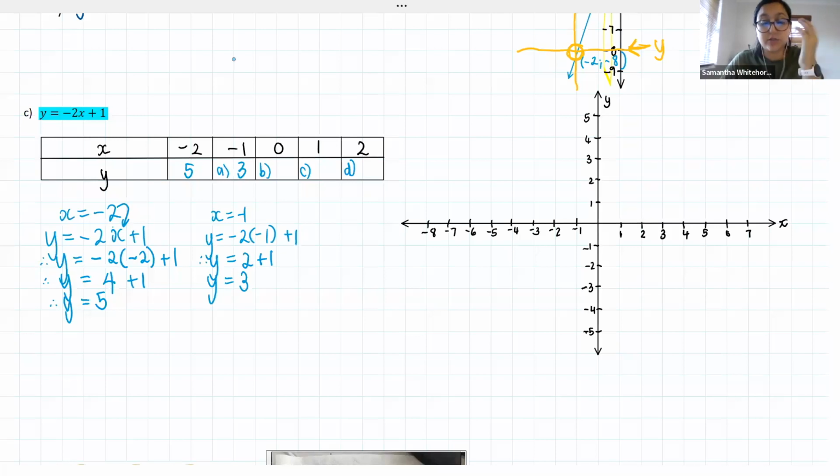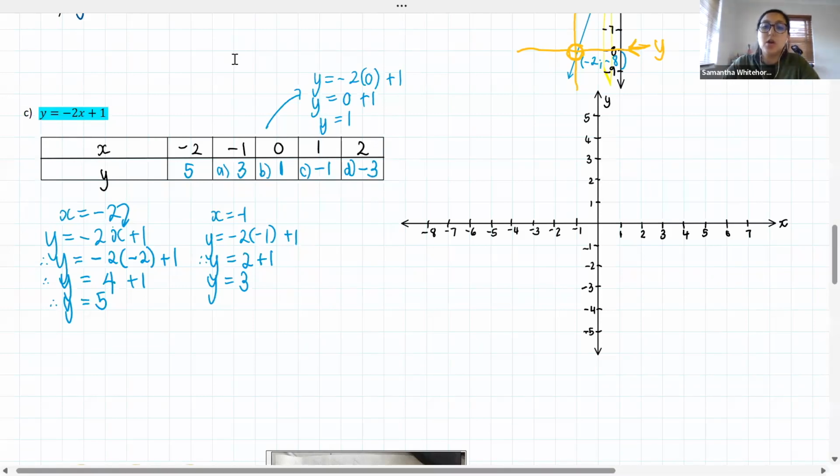Remember, you also can just use a calculator for the substitution. You don't have to write it out unless you are asked to show it. But remember, when you substitute, always remember to type in your brackets. Right, if we look at the 0, y is equal to -2 times 0 plus 1. -2 times 0 is 0, plus 1. So y here is 1. If we now do the 1, -2 times 1 is -2, plus 1 is -1. -2 times +2 is -4, plus 1 is -3.